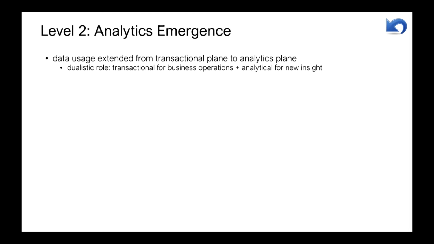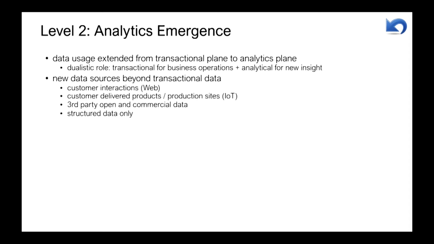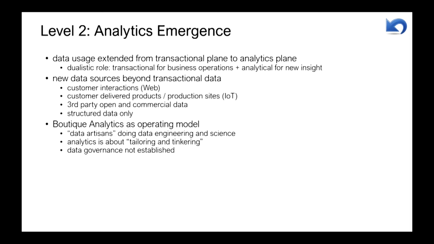With analytics emergence, data ceases to be only about transactions. A whole new data plane dedicated to analytics gets established alongside the transactional plane. Data no longer comes from enterprise applications only. Rather, now sources of data are many, ranging from web-based customer interactions to third-party data. At this stage, data type is still limited to structured data available in table columns and rows. Maturity level 2 mode of operation is best described as boutique analytics. In that, volumes are still relatively small.